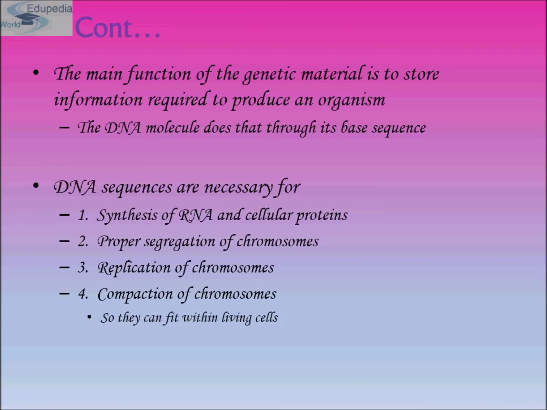In continuation, the main function of the genetic material is to store information required to produce an organism. The DNA molecule does that through its base sequences. Base sequences are necessary for synthesis of RNA and cellular proteins. Second, they help in the proper segregation of the chromosomes. They help in replication of the chromosome, and they help in compaction of the chromosome. Compaction of the chromosome we will study in later presentations.